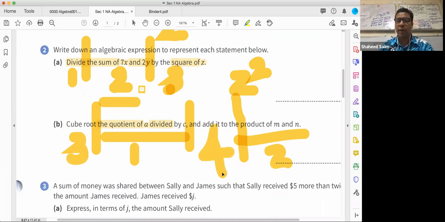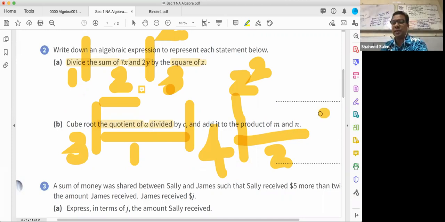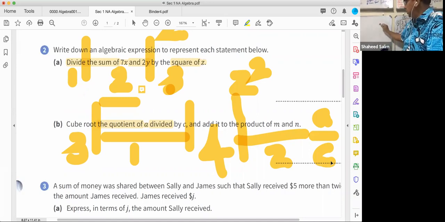Now this is what I used to do when I was a student. I say, oh my goodness, what is this question saying? Very confusing. So I do the part that I understand first. What is the quotient of A divided by C? A divided by C is A over C. So you write down A over C. Why is it like that? Well, because now this is algebra, right? So A over C, this is divide. If you put it in long division, it's A divided by C.